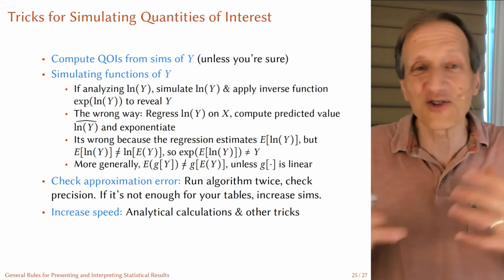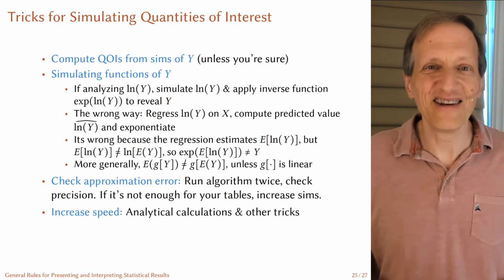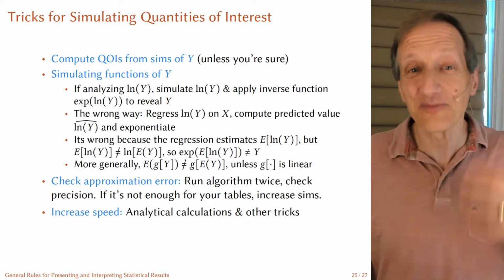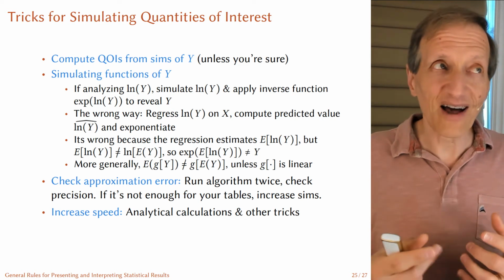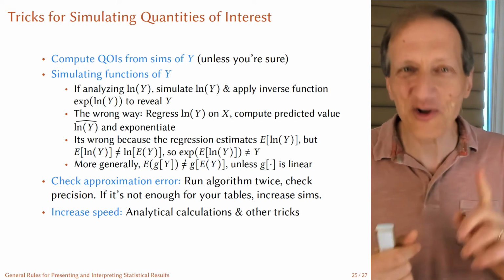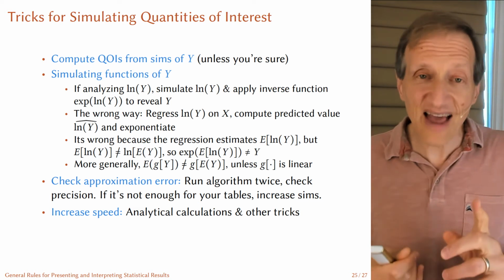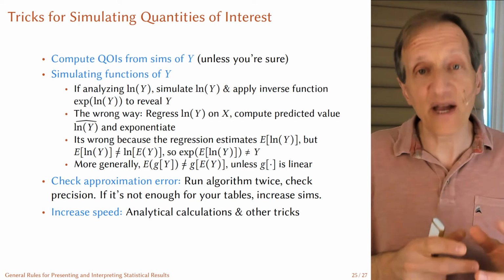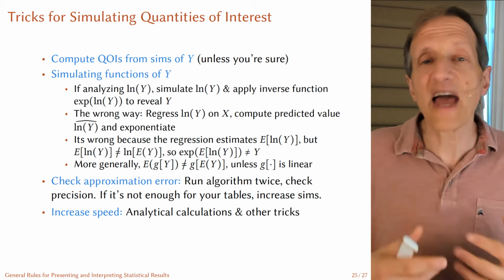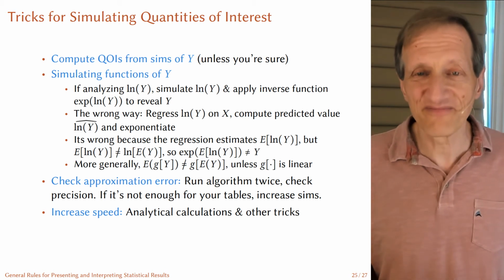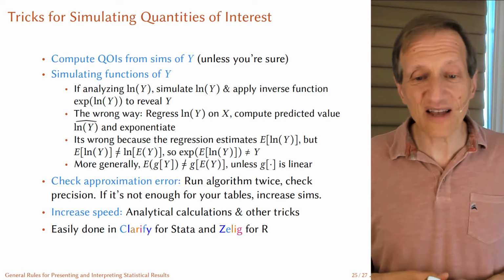So I'm not going to tell you what those are because they depend upon the particular model, and we will work on those things as they come up. But it's important that you just understand that if you get stuck because something's really slow, well, odds are you probably have a coding bug, because that's the most likely explanation of almost anything we do. But if not that, it could be the case that there are faster ways of doing some of these things. And as long as you carry away that knowledge, then you'll know to ask when you run into that situation at some point. Okay. This is easily done in Clarify for Stata or Zelig in R.